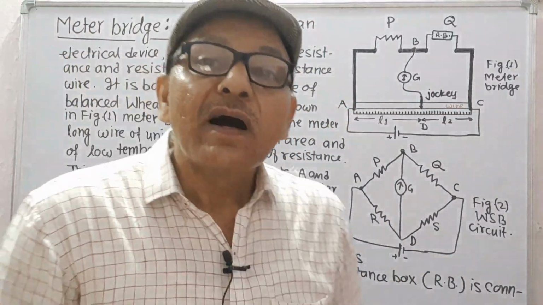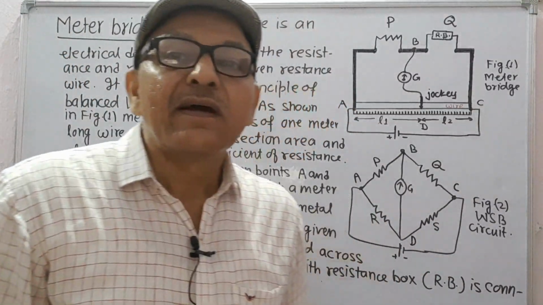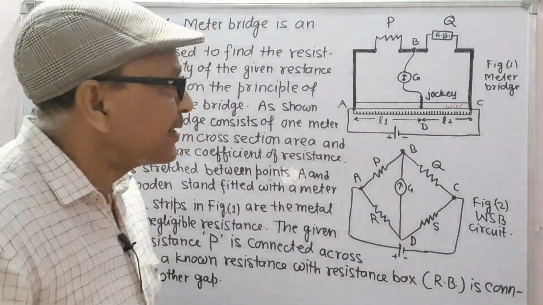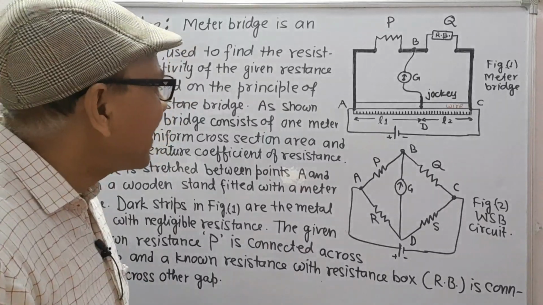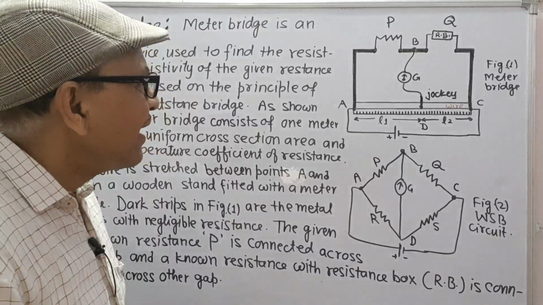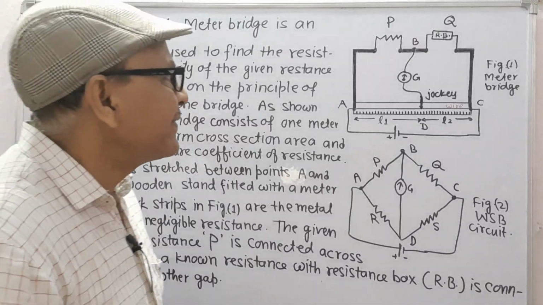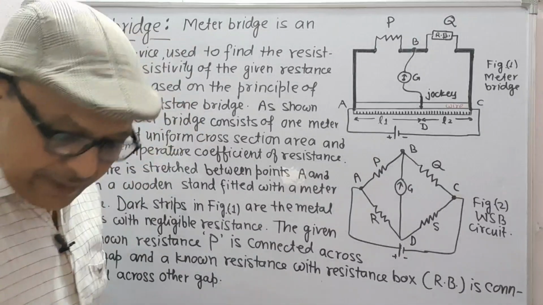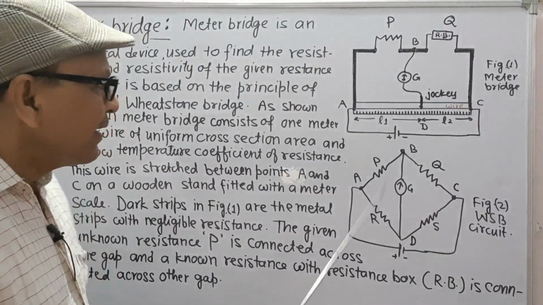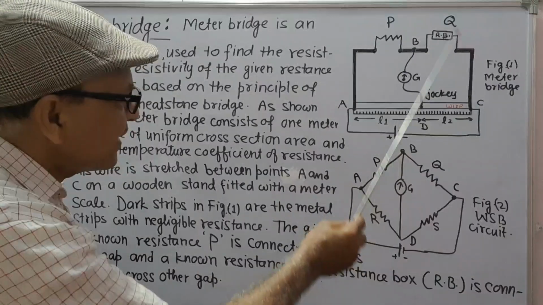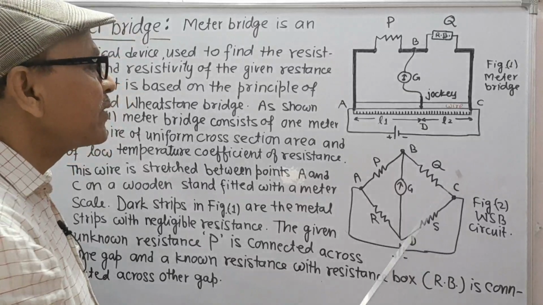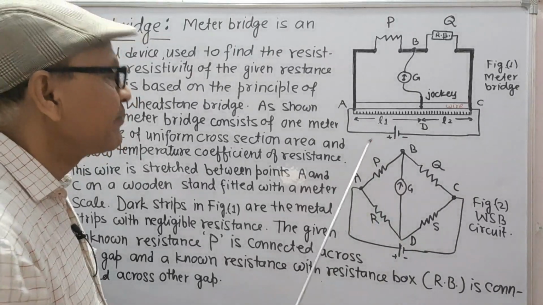Now we take the meter bridge. Meter bridge is shown in figure 1. Meter bridge is used to find out the resistance of a given wire and the resistivity of its material. It is based on the principle of Wheatstone Bridge. Figure 1 represents the meter bridge and figure 2 represents Wheatstone Bridge.